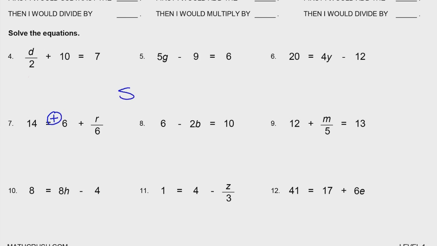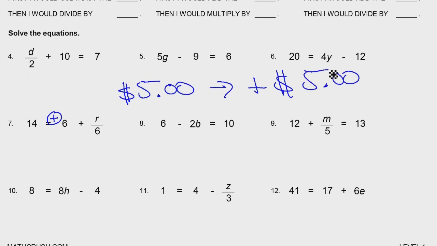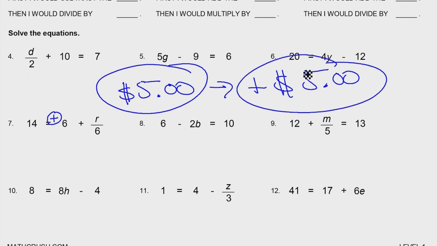Think about it. If you wrote $5, you're not going to write plus $5 all the time. You're just going to say you have $5. So you know that this and this are the same. If it doesn't have a sign, it is positive. So if we move this plus 6 to the other side, the opposite is a minus 6. And we do minus 6 to both sides. These cancel each other out because 6 minus 6 is 0.